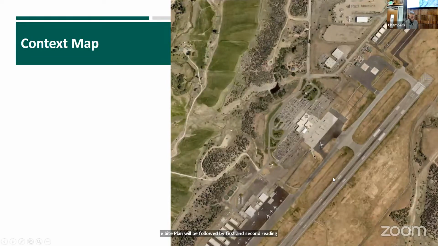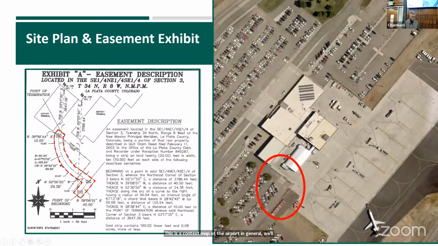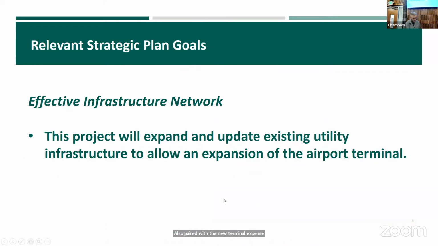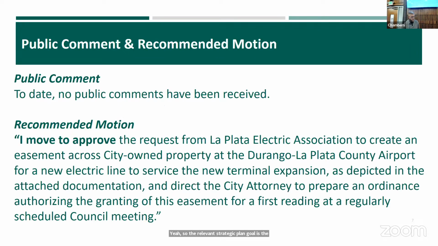This is a context map of the airport in general. We'll do a zoomed in view now, and you can see the area where the easement will be located. The easement description is over here on the left that shows the route, and then the circled area in red is the general location of where that easement will be located, also paired with the new terminal expansion. The relevant strategic plan goal is the effective infrastructure network, and this project will update existing utility infrastructure. There have been no public comments received to date, and the recommended motion is there on the screen for you.